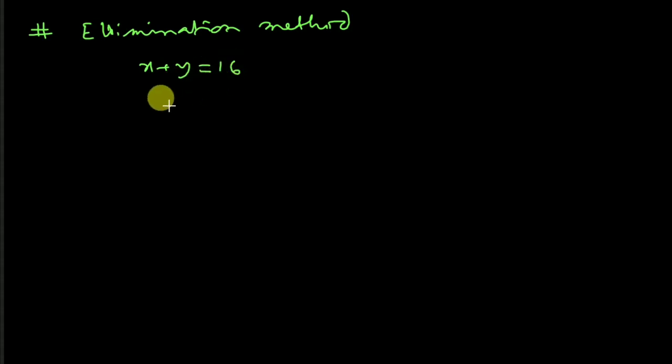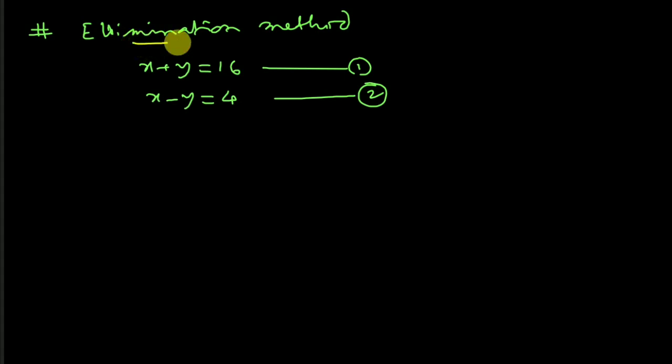Elimination method. So we want to take the same example again. What are the examples? x plus y is equal to 16 and x minus y is equal to 4. This is the first equation, second equation. So elimination method, this term is quite clear. Elimination means out of these two variables, you have to eliminate any one of the variables so that you can find the value of the other variable.